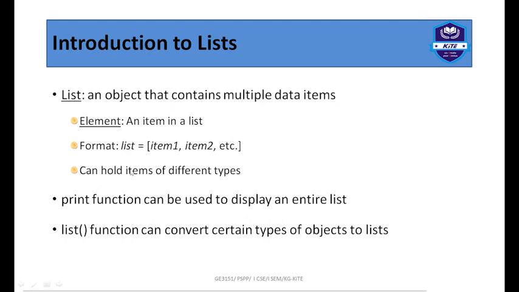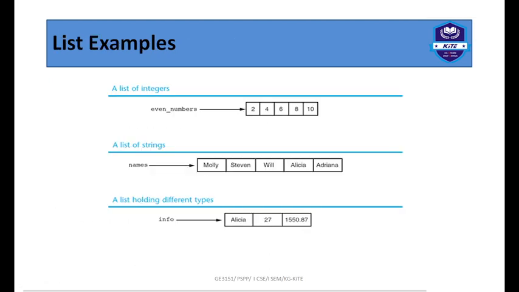A list can hold items of different data types. The list function can convert any sequence type into a list type. You can make use of the print function, which is a built-in function, to print the items of a list. Here are certain examples of lists.